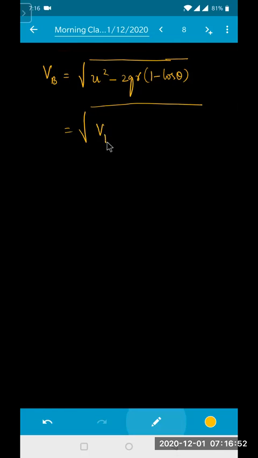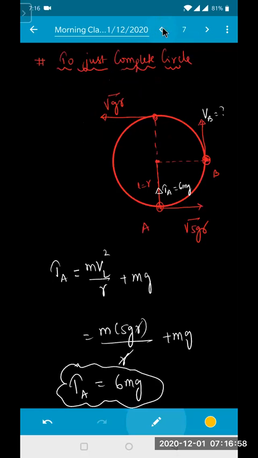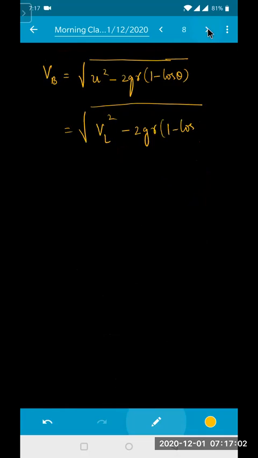Velocity at your lowest position, V_L squared minus 2gr into (1 minus cos θ). What is the theta? Can you tell me? You're going from here to here. This will be equal to 90 degrees. So yes, this will be equal to your 90 degrees. So this will be your cos 90.